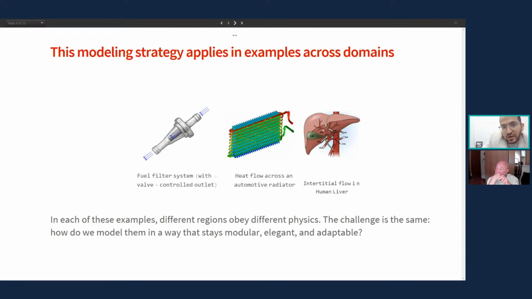So this modeling strategy applies in examples across domains, as we saw earlier. In each of these examples, you have different regions that obey different physics, and the challenge is basically the same. How do we create a model in a way that is modular, elegant, and very adaptable to the different problems that we need to solve?